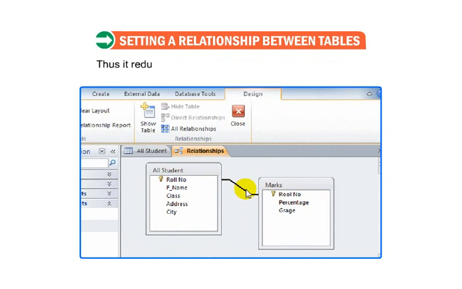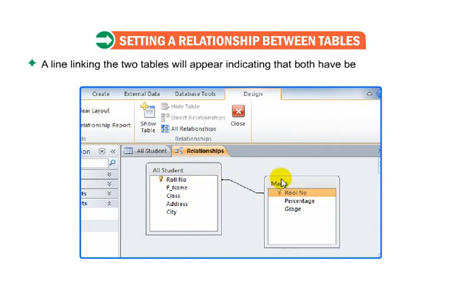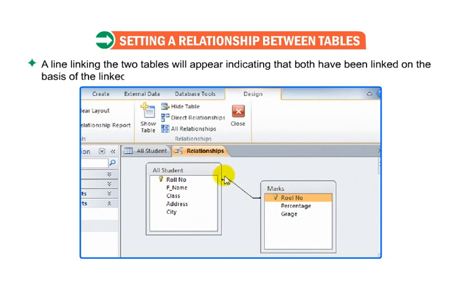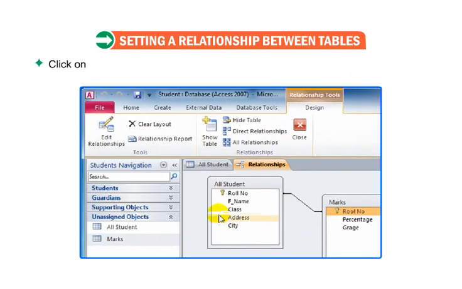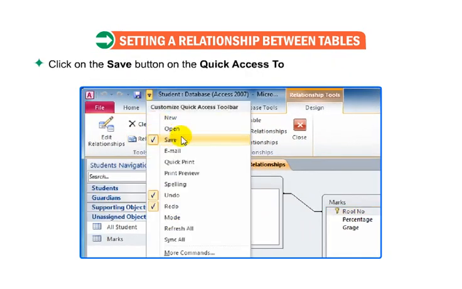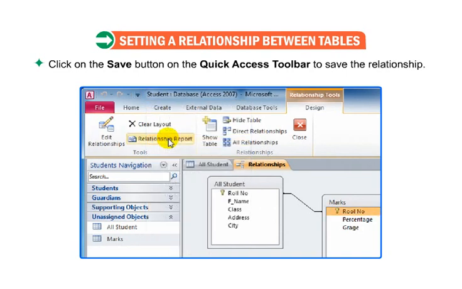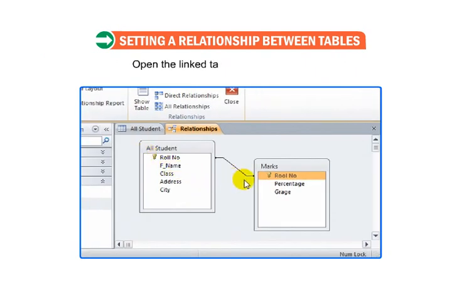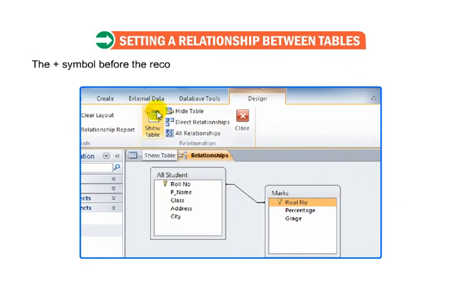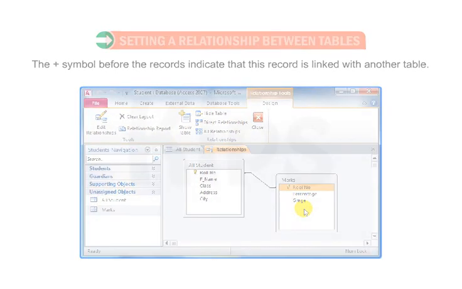This helps in joining two tables to form a large table. Thus, it reduces data redundancy and data inconsistency. A line linking the two tables will appear indicating that both have been linked on the basis of the linked field. Click on the Save button on the Quick Access toolbar to save the relationship. Open the linked table in Datasheet view. The plus symbol before the records indicate that this record is linked with another table.